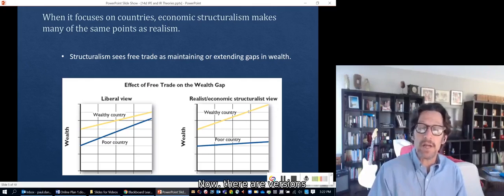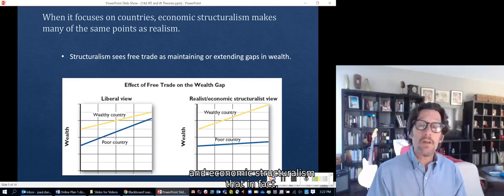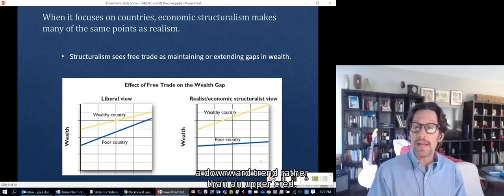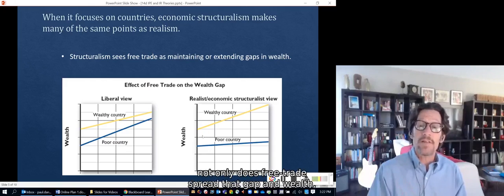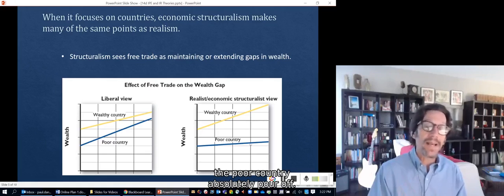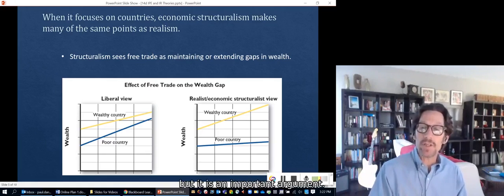Now, there are versions of economic structuralism that, in fact, are going to draw this blue line in a downward trend rather than an upward trend. And some will argue that not only does free trade spread that gap in wealth, but it actually makes the poor country absolutely poorer off. I'm not sure the data supports that, but it is an important argument.